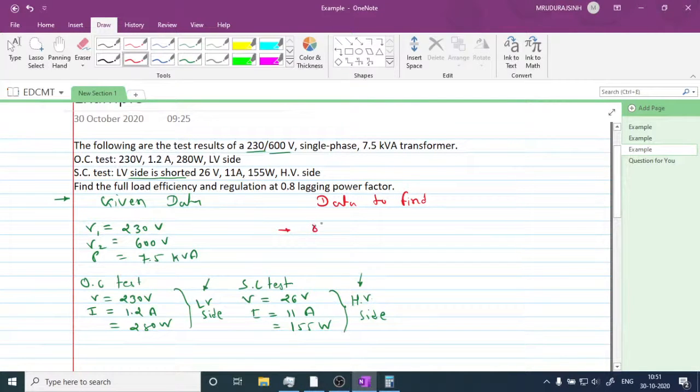Full load efficiency. Okay. So now the internet was disconnected for a short period of time, but now I am back again. It was just an internet connectivity issue, but I am back again.